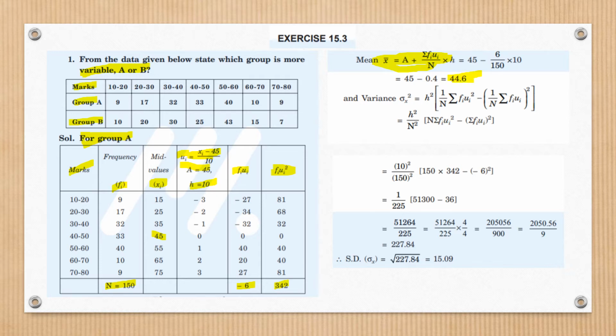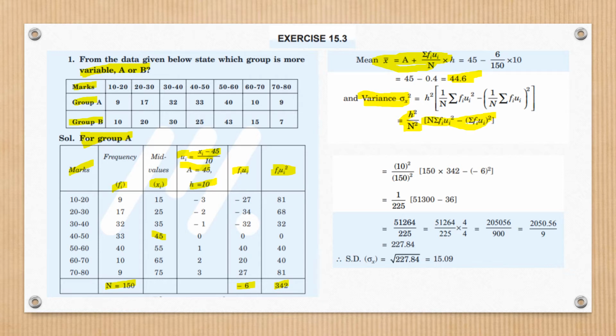Then I'll calculate the variance. Variance sigma x square means we are taking the first data, and for the second we'll take sigma y square. So it is h square upon n square, times n times summation fiui square minus summation fiui whole square.